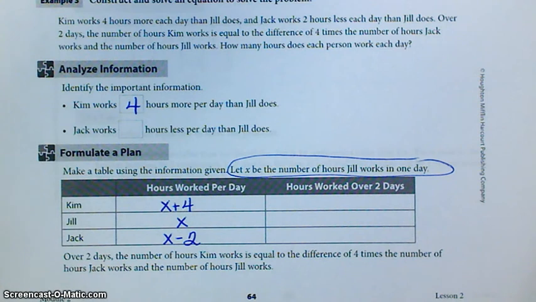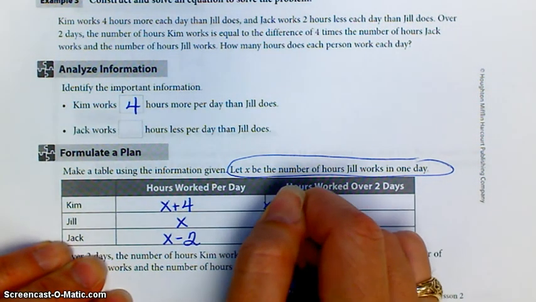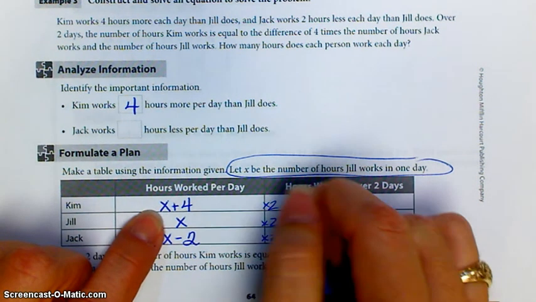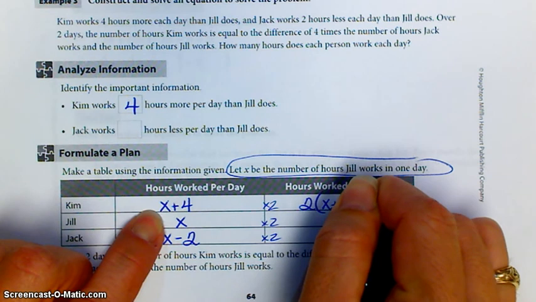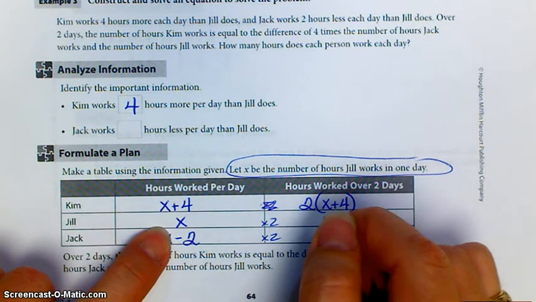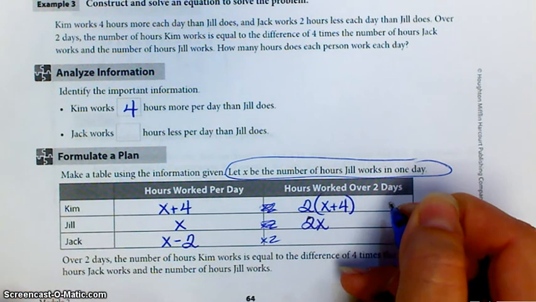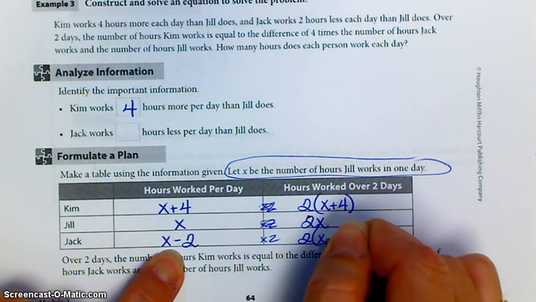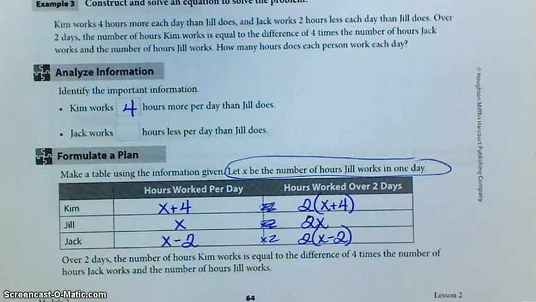Okay. Hours worked over 2 days. Well, that's just going to be times 2, times 2, times 2. So this times 2 is what Kim works in 2 days. This times 2 is what Jill works in 2 days. This times 2 is what Jack works in 2 days.